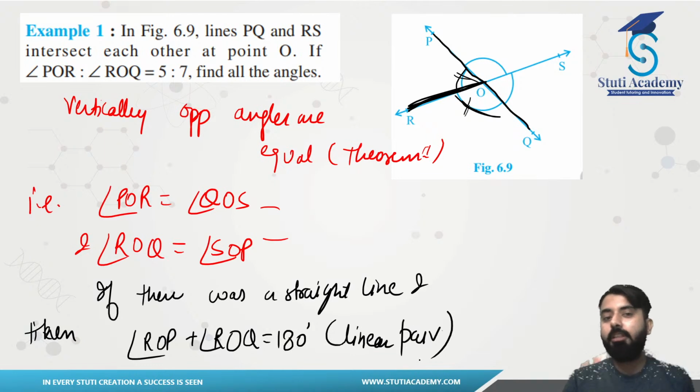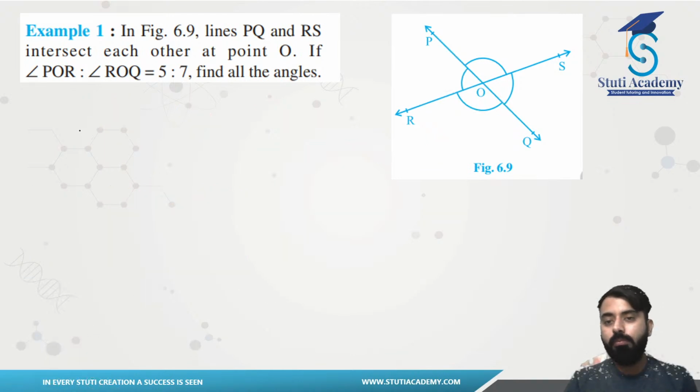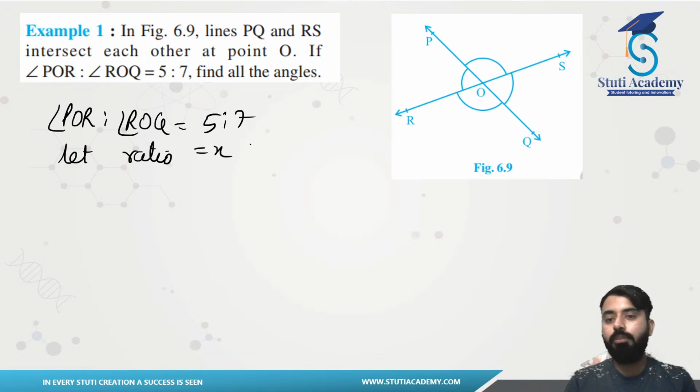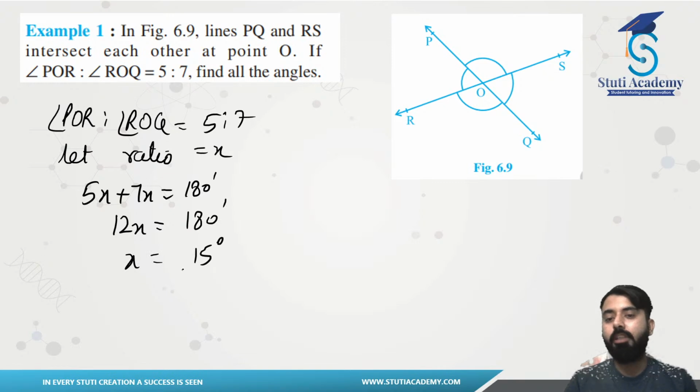So as per linear pair, the sum is 180 and I know angle POR to angle ROQ, that is what? That is 5:7. So do what? Let ratio equal x, or you can use sum of ratios also. That means you can just do it like this also, 5 over 12 multiplied by 180, then 7 over 12 multiplied by 180. Then you can have these also. So let's take ratio x. We will be having 5x plus 7x, that should be 180. So 12x, that should be 180 and x should be what? It will be 15 degrees, right?